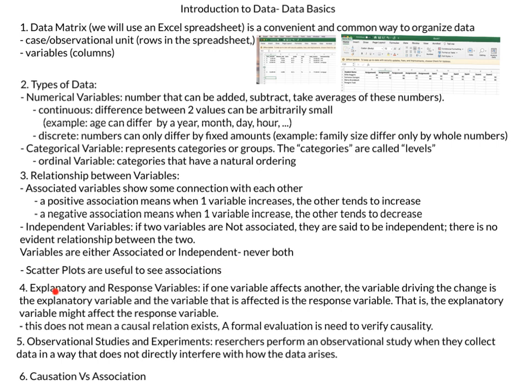Next, we will look at explanatory versus response variables. So if one variable affects another, the variable driving the change is called the explanatory variable, and the variable that is affected is called the response variable. That is, the explanatory variable might affect the response variable. This does not mean there's a causal relationship. A formal evaluation is needed to verify causality, which brings us to this last point, which is causality versus association. So we'll discuss how you can have an association without causality.